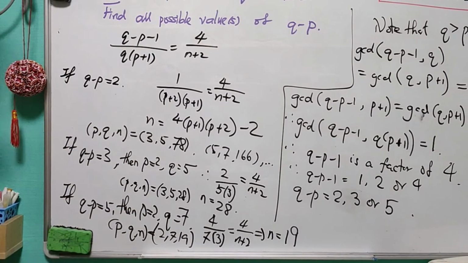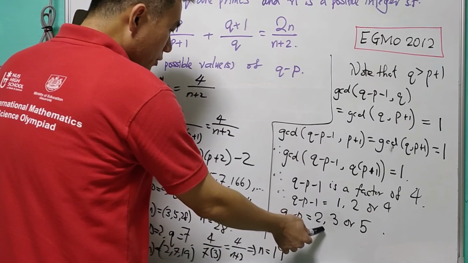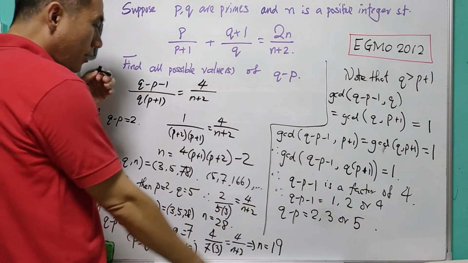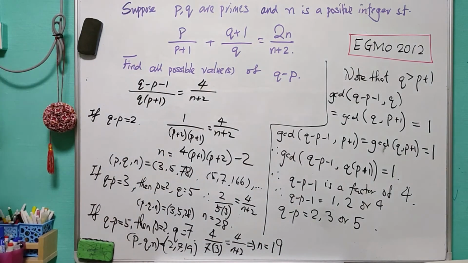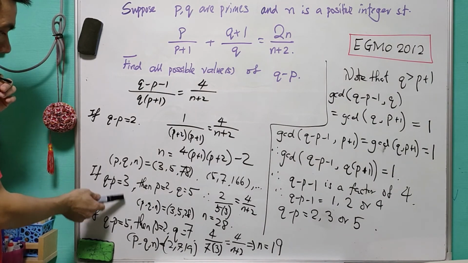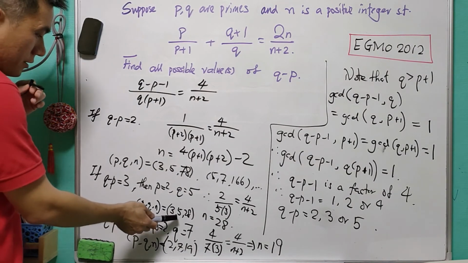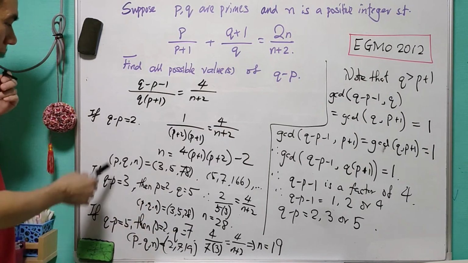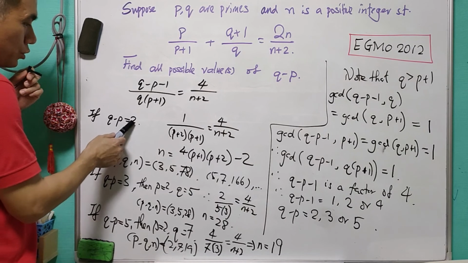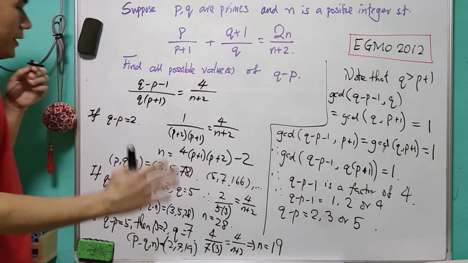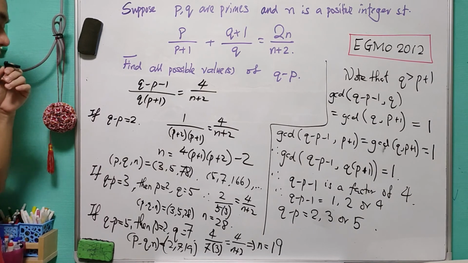So with this, we conclude that all the values 2, 3, and 5 are all possible values of Q minus P. With the remark that if Q minus P equals either 3 or 5, there is one unique corresponding value of n. But when Q minus P equals 2, there are many more different values of P, Q, and n. So this is the end of today's lesson.